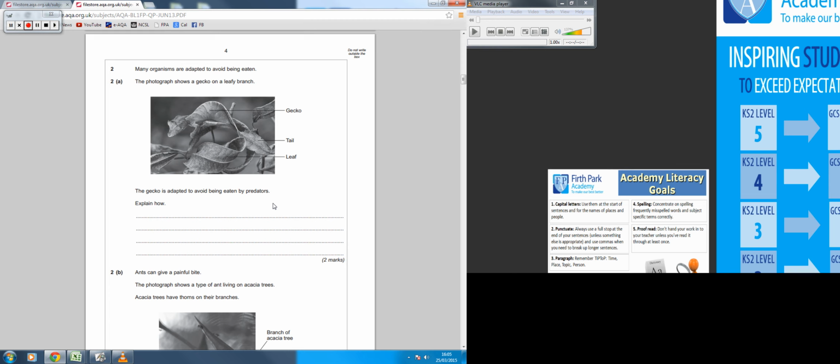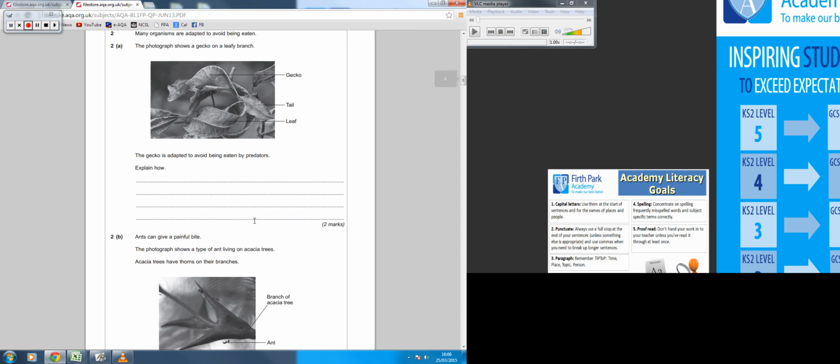Next one, 2a, we've got some adaptation here. So this is a gecko on a leafy branch, which is quite hard to see. So it's adapted to avoid being eaten by predators. Explain how. 2 marks, 2 bullet points. Make sure you try and make 2 good points or 1 point and then expand it.